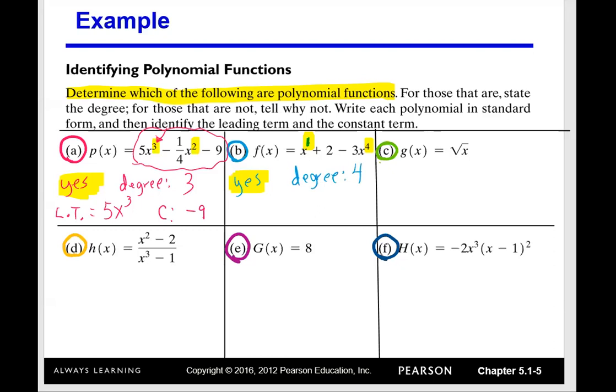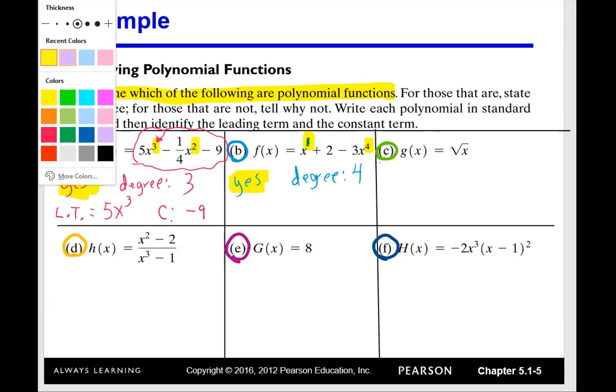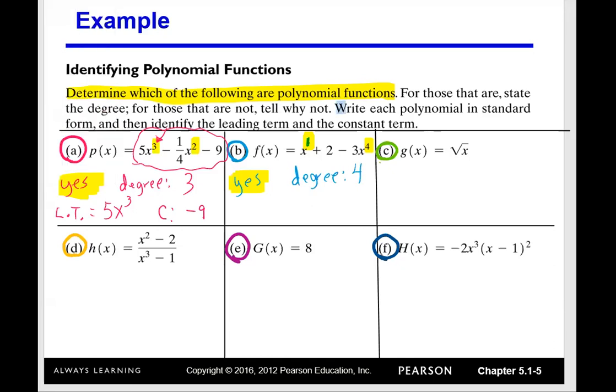Now, part B is not in standard form. We're going to write the polynomial in standard form. Okay, this one was in standard form. I'm good to go. This one's not. I'm going to have to put it in standard form, and in standard form it would be the 3x to the fourth goes first, the plus x goes second, and the plus 2 would go last.